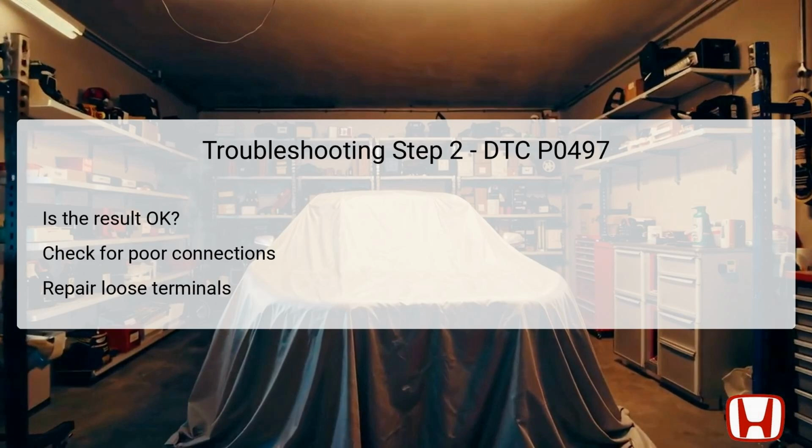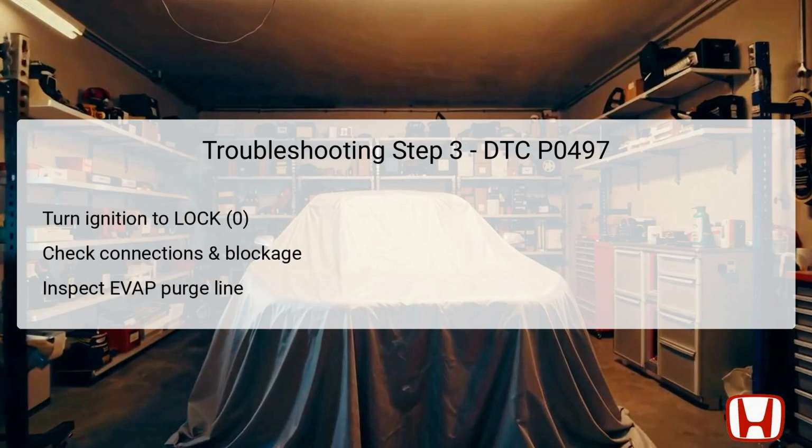Ensuring all connections are secure and free from corrosion can often resolve these intermittent issues without further extensive repair. If the EVAP function test indicates a problem with the system, the next troubleshooting step is to turn the ignition switch to the lock position, or 0, to safely conduct the necessary inspections. This ensures that the vehicle's electronic systems are powered down before checking for issues.